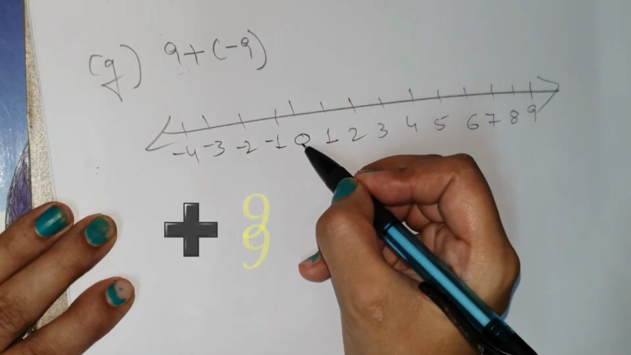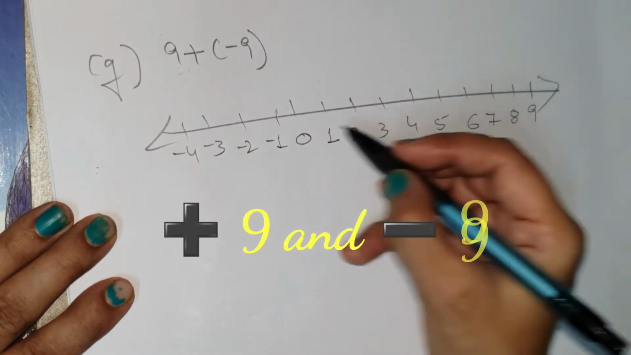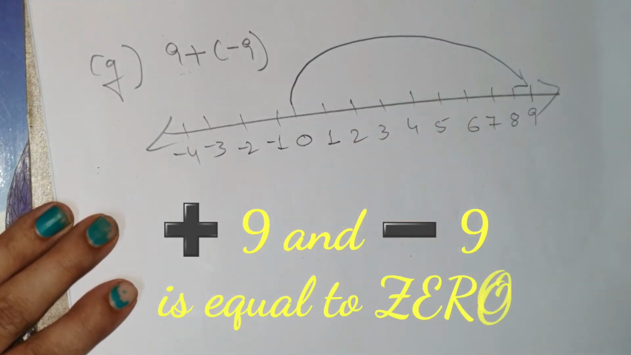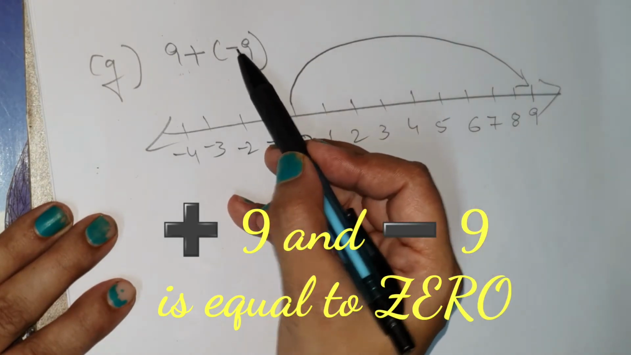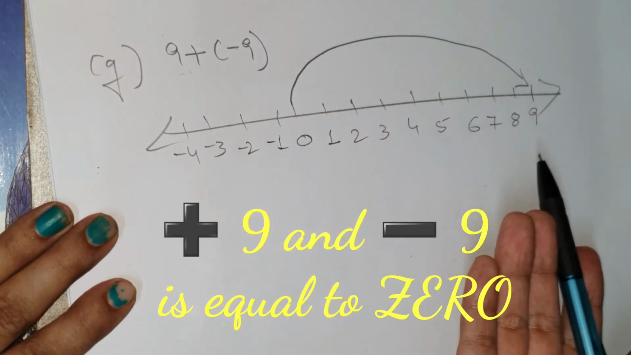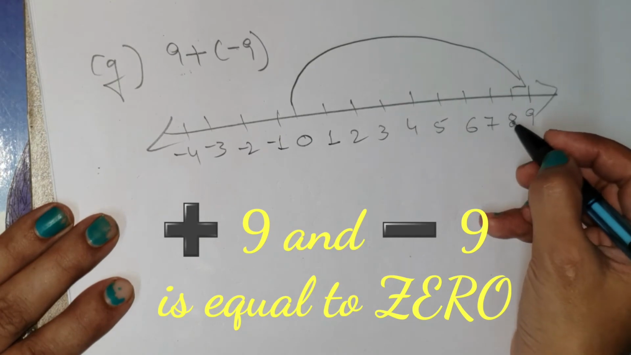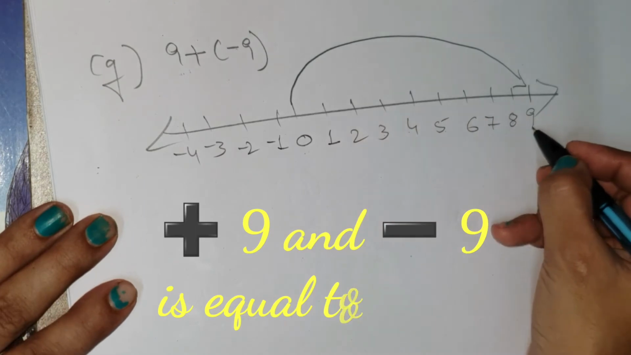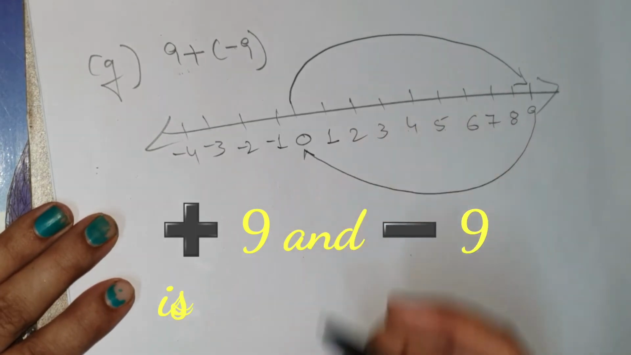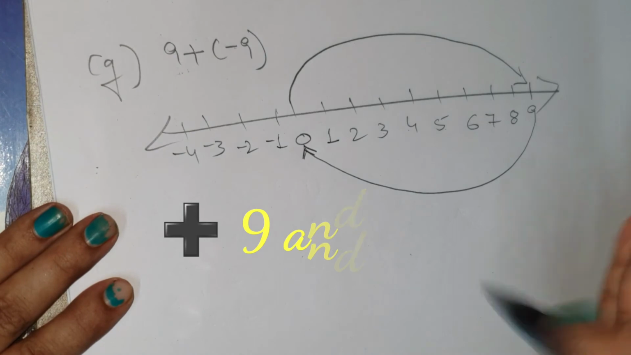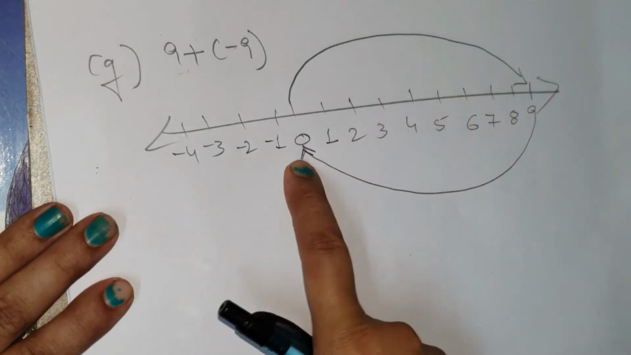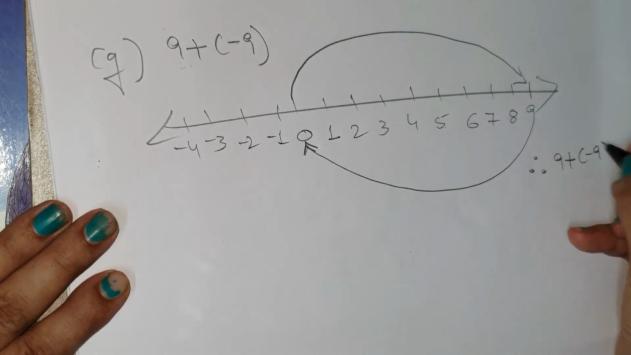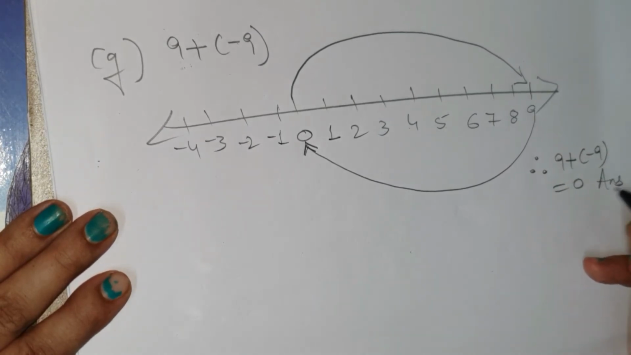Okay, so we have to write firstly 9. So we will begin from 0 and from 0 we will move towards 9. So from 0 you have to jump towards number 9 like this. Now minus 9 is there, so we have to move 9 steps towards the left hand side. So start counting from 8, 1, 2, 3, 4, 5, 6, 7, 8, 9. So you will come to 0 only. When you will count 9 steps towards the left hand side, you will come back to 0 only. So therefore your answer will be 9 plus minus 9 is equals to 0 is the answer.